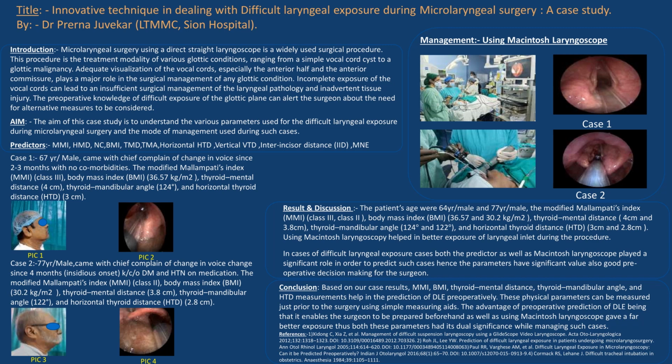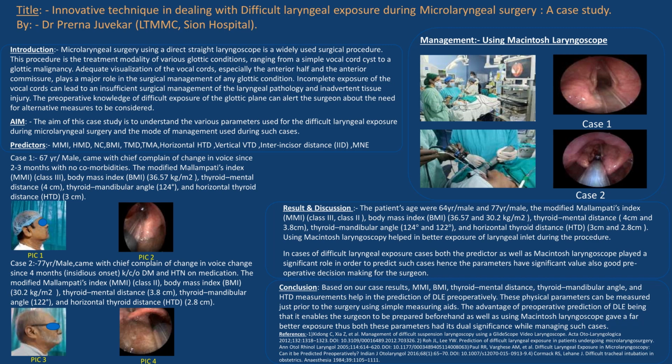Introduction. Microlaryngeal surgery using a direct straight laryngoscope is a widely used surgical procedure. This procedure is a treatment modality of various glottic conditions ranging from a simple vocal cyst to a glottic malignancy. Adequate visualization of the vocal cord, especially the anterior half and the anterior commissure, plays a major role in surgical management of any glottic condition.